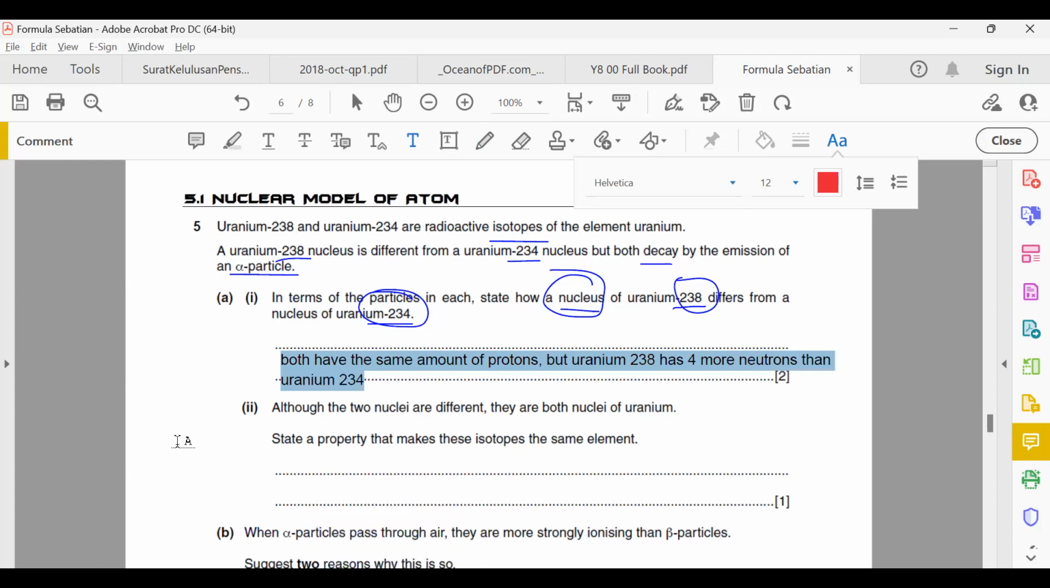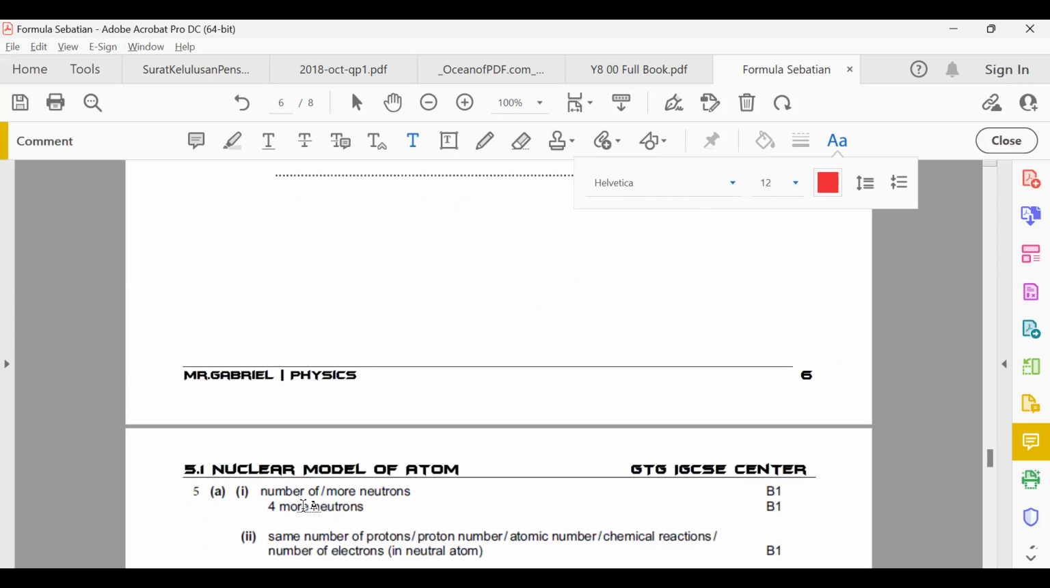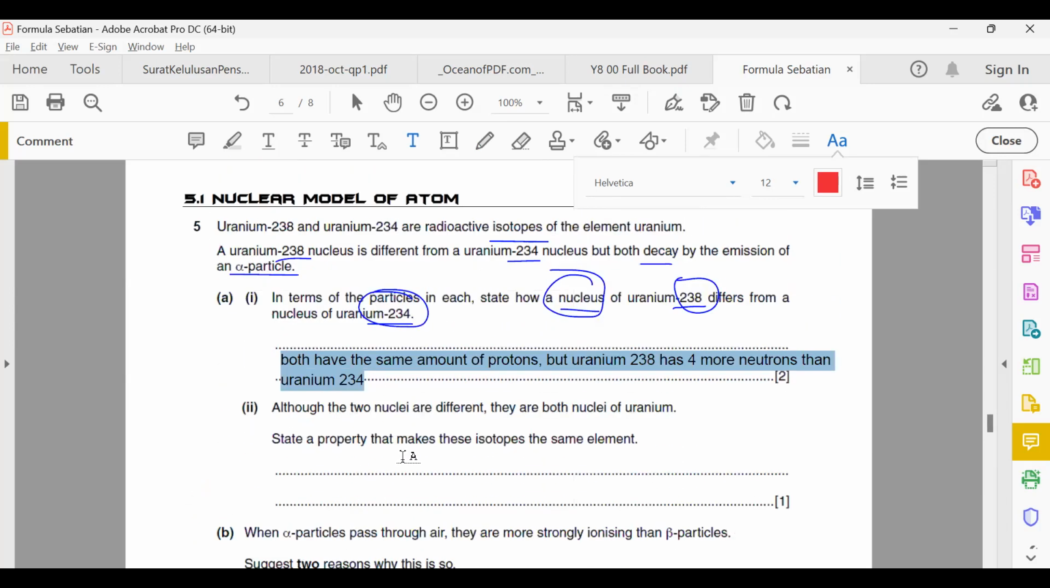Okay. An answer like "they're the same element that contain different numbers of neutrons", same element, different number of neutrons, I guess that's acceptable also. But I don't think so, because I think here they want you to specify. You have to write 4 more neutrons. They ask you to specify, since the question says in terms of particles in each state. That is the keyword: in terms of particles in each one, you state how they differ.